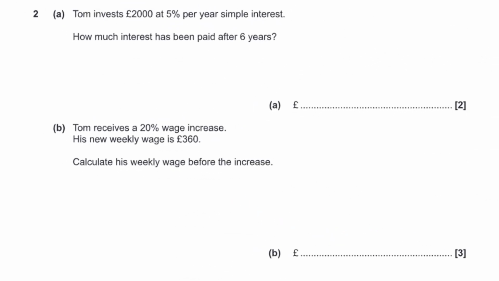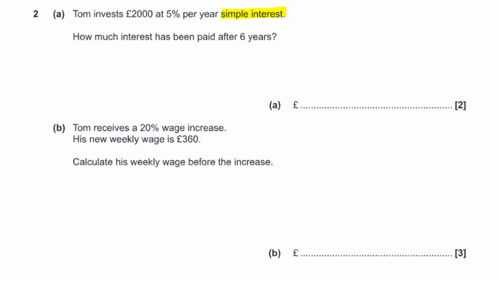Tom invests £2,000 at 5% per year simple interest. How much interest has been paid after 6 years? Okay, now note this is simple interest, not compound interest. We are not putting the interest into the account and then in the second year calculating the interest on the original amount plus the previous interest. It's just going to be the same amount each time.